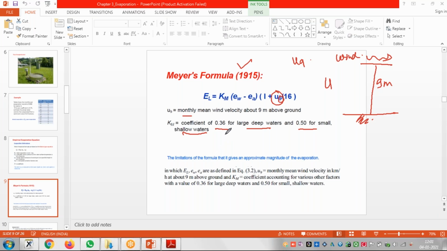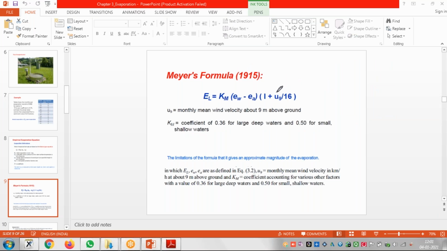This is Km. EW and EA we know already, right? And U9 is the monthly mean velocity, that is already given in kilometer per hour. See, this is in kilometer per hour, that is velocity. Km is the coefficient and that value is 0.36 or 0.5 depending on the depth, right? Next, EW and EA is what? That is the vapor pressure in terms of mm of Hg, right? Mm of Hg.